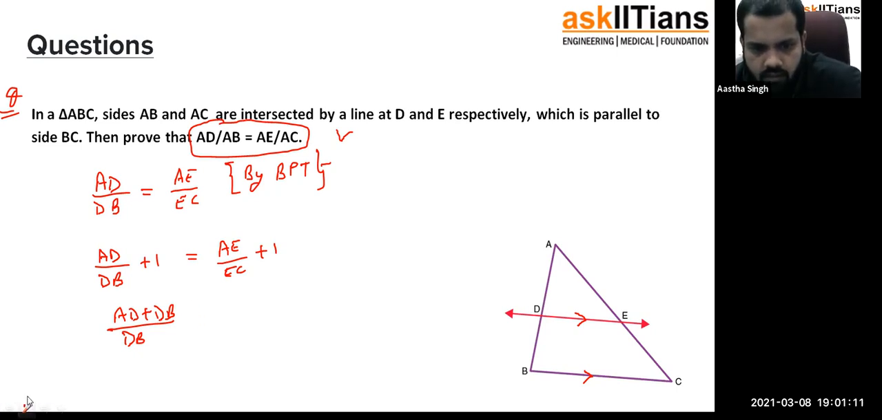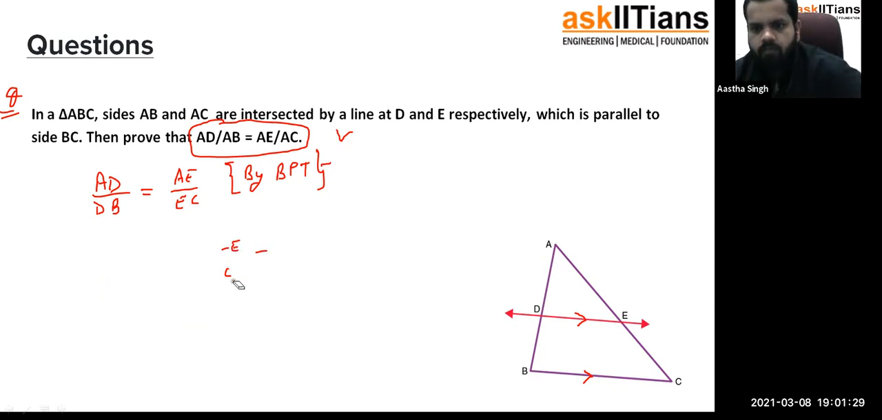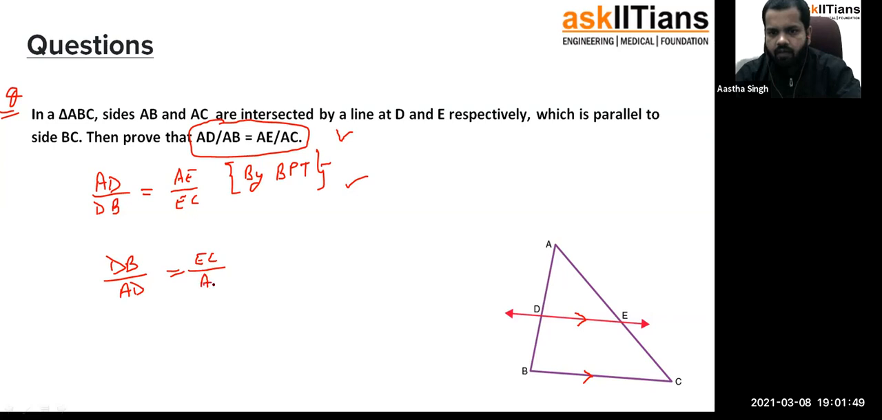Okay, so yeah, one thing I have missed, guys. So yeah, this is by BPT, and we have to prove this one: AD upon DB. Just reciprocal it, guys. Then DB upon AD will be equal to what? EC upon AE. I've done nothing, I've just reciprocaled it, okay?